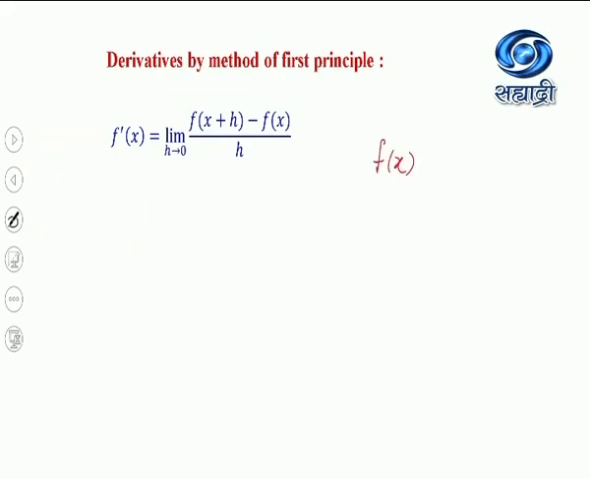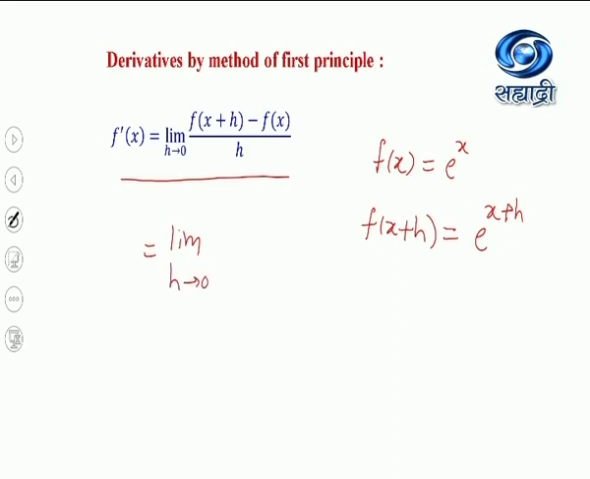Let us consider a function f of x equal to e raised to x. Now we have to find f dash x. Here we use this formula. F dash x equals limit h tends to 0 of f of x plus h minus f of x upon h. Now in this formula we want f of x plus h. Now here in given function we replace x by x plus h. So we get e to the power x plus h. Now we substitute the values here and we get limit h tends to 0 of e raised to x plus h minus e raised to x upon h.